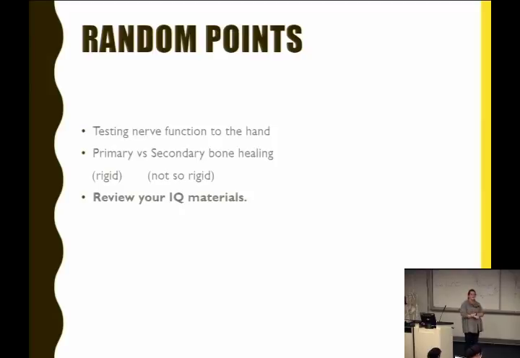And then ulnar nerve, how would I test that? Abduction and adduction of your fingers. Good. You can have somebody cross their fingers or just have them spread their fingers apart and resist you trying to squeeze their fingers together. The IQ materials are going to be crucial for your test, so pay attention to those.